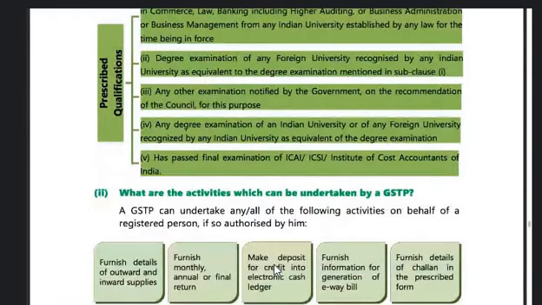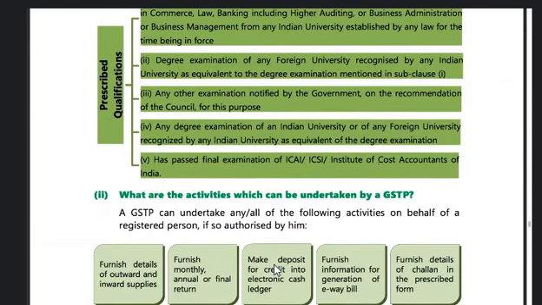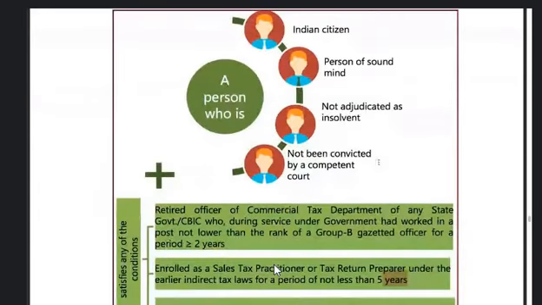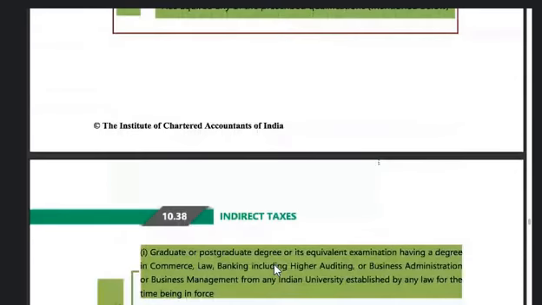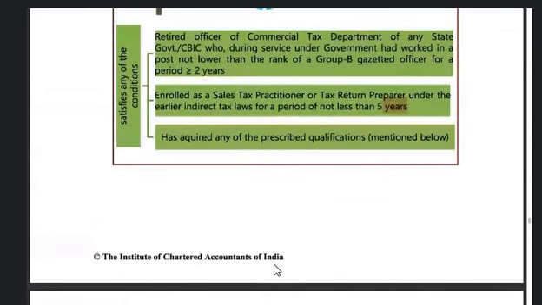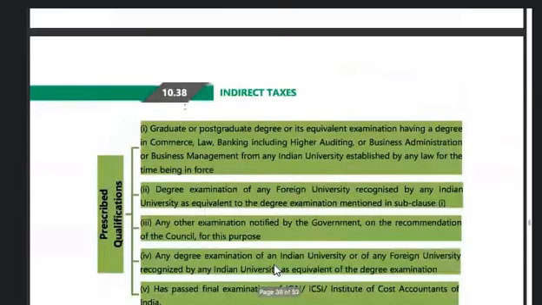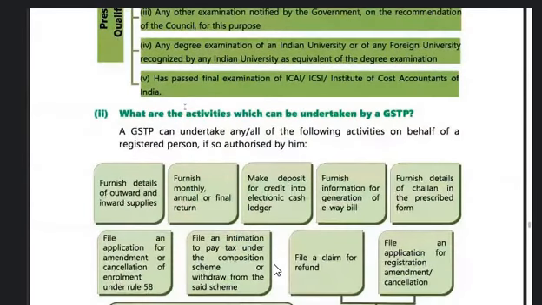Any degree examination of an Indian university, or any foreign university recognized by any Indian university as an equivalent degree, or has passed the final exam of ICAI, Indian Cost and Accountants. So these are the pre-qualification. One, he should be a person who has these degrees, or he should be part of these three things. Then he can be registered as a GSTP.